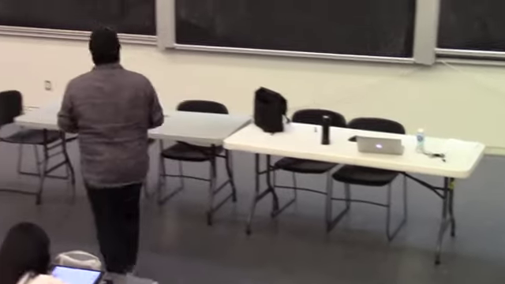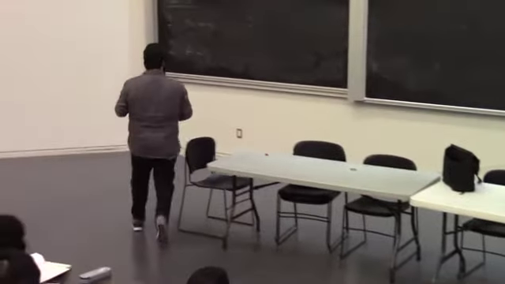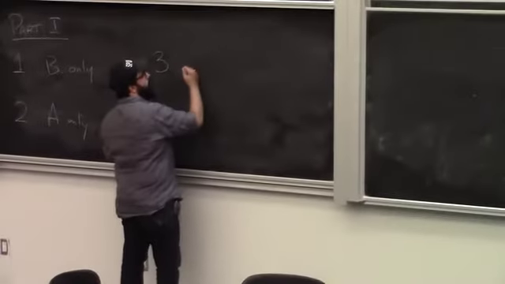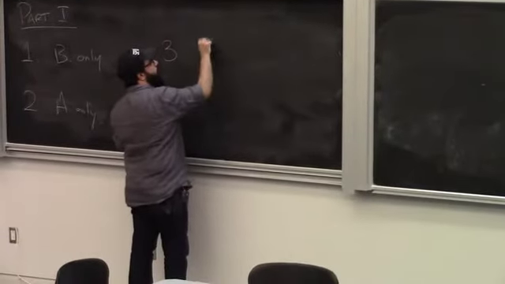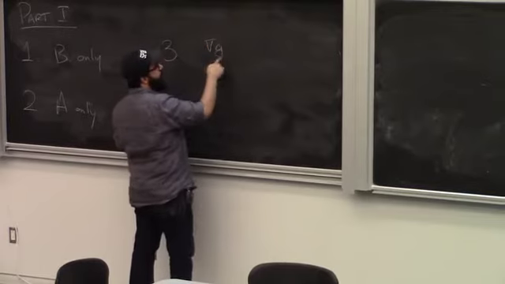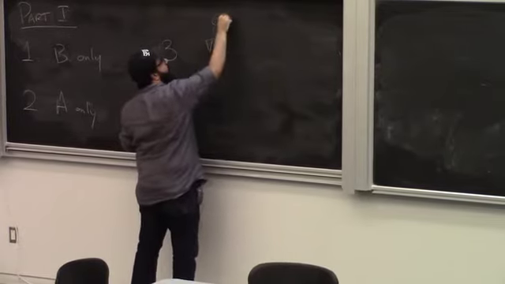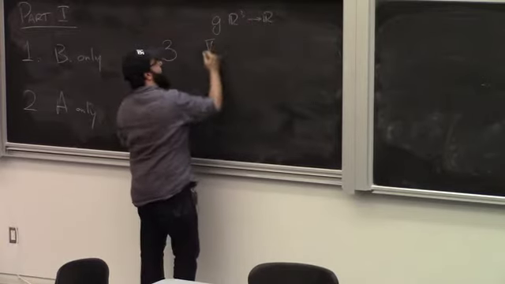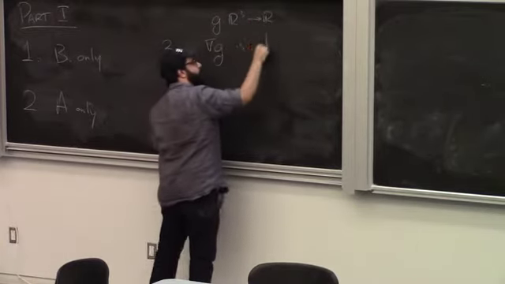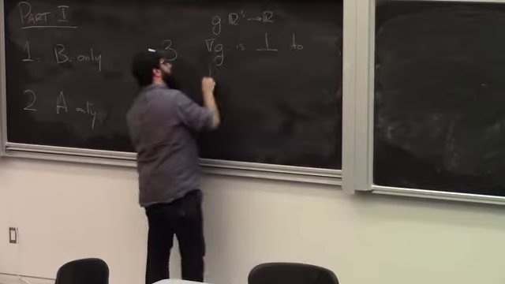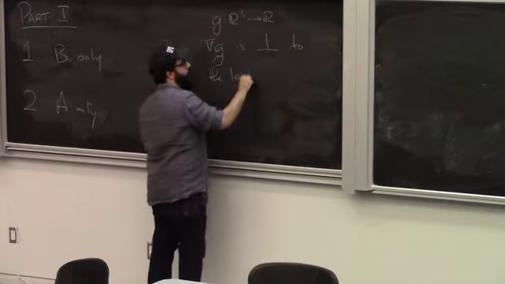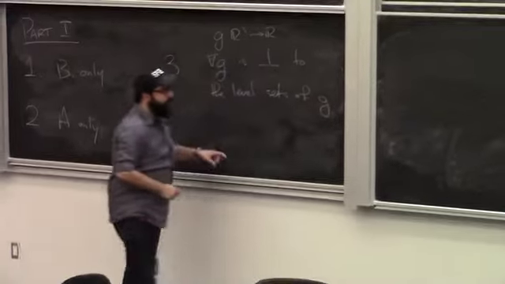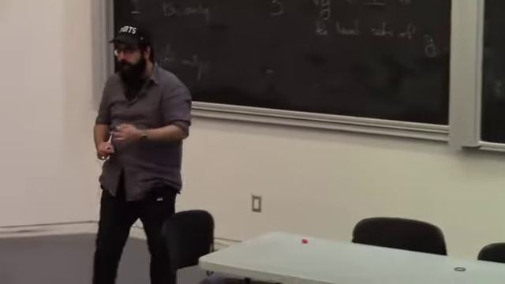Exactly. So the gradient of a function, let me say the gradient of g, where g is a function from R3 to R. Then the gradient of g is perpendicular to the level sets of g, the level sets being the sets on which g has a constant value.